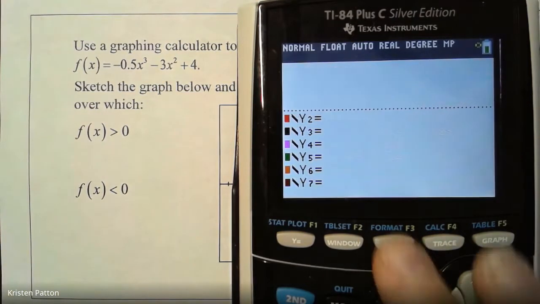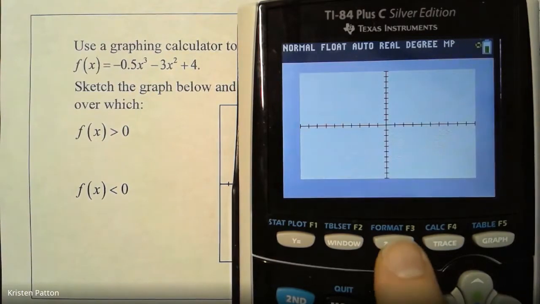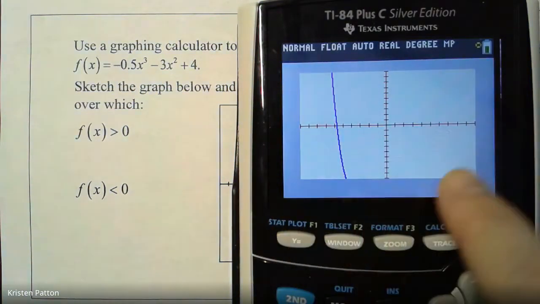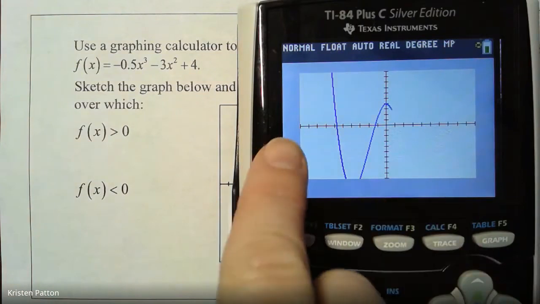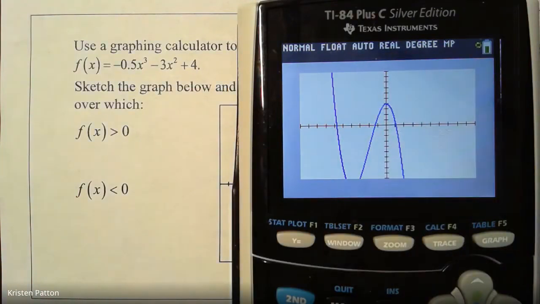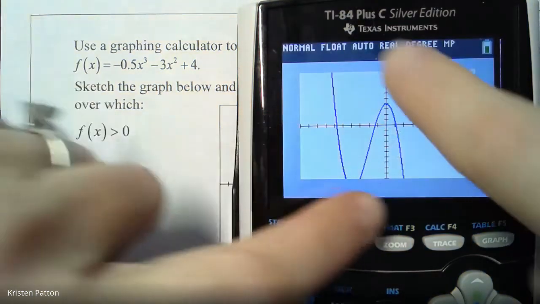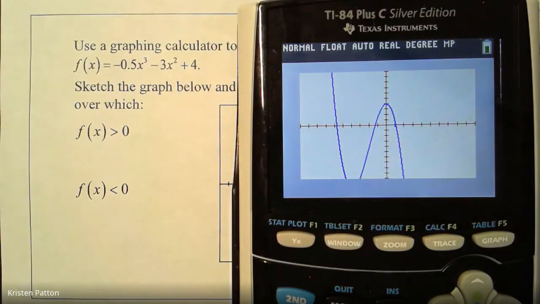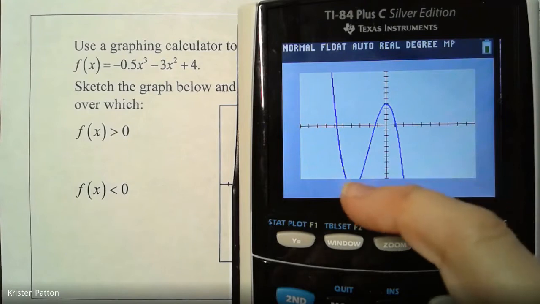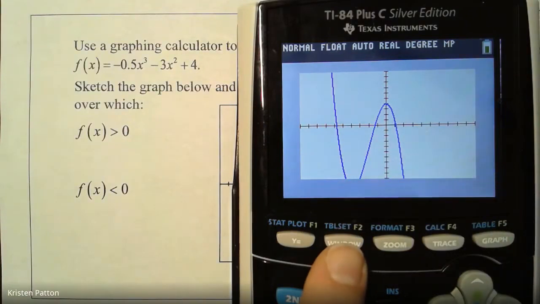Now, I'm going to just zoom 6. When I hit zoom and then the number 6, it just takes me back to a standard viewing window, which goes from -10 to 10, -10 to 10. If you have an Inspire, it's not zoom 6. You can change your window a couple different ways, and we can certainly talk about that. But here's my graph. And it's not a great window because I don't see everything. I feel like I see everything side to side, but I want to look down a little bit lower. So I'm going to change my window just a little bit, and I'm going to hit window.